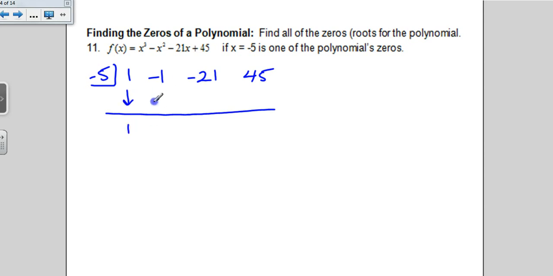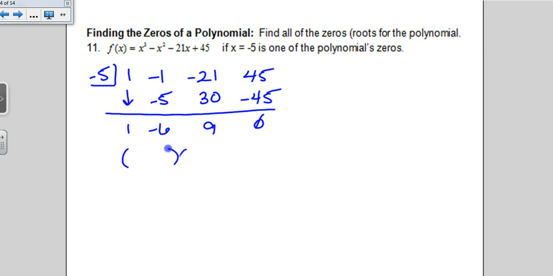So 1 times negative 5 is negative 5. Add those together, you get a negative 6. Negative 6 times negative 5 is 30. Add those together, you get a 9. Negative 5 times 9 is negative 45. And sure enough, we get a 0.